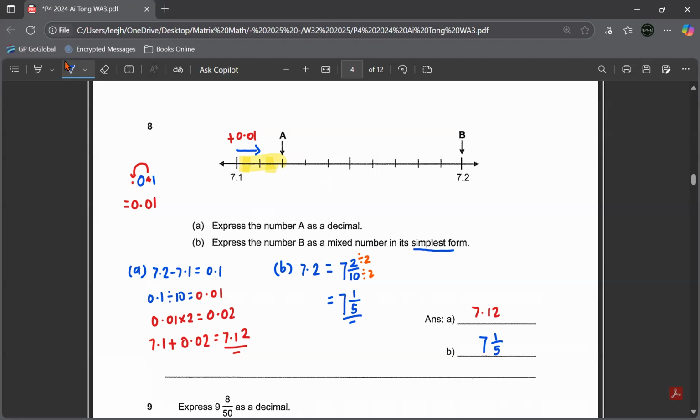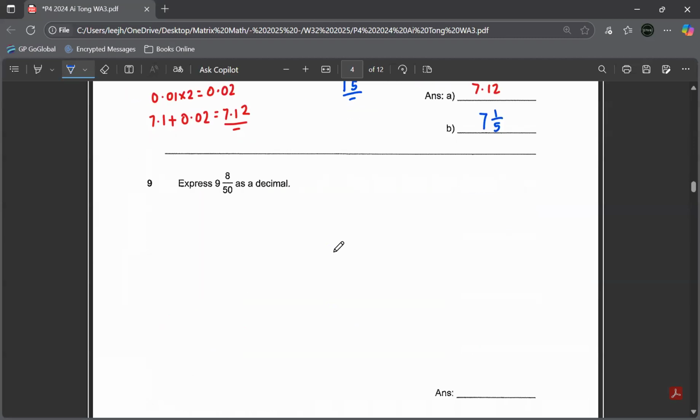Okay, this question has quite a lot of decimals, because we just did decimals, so I just want you to practice. Okay, question 9. Express 9 wholes 8 over 50 as a decimal. Write it out. 9 wholes 8 over 50. You know that when I want to change to a decimal, I will have to convert the denominator to either 10, 100, or 1,000, whichever you can convert.